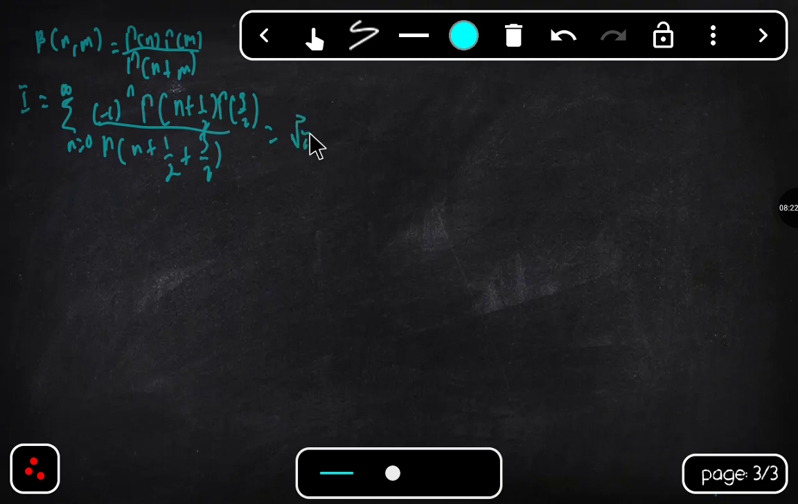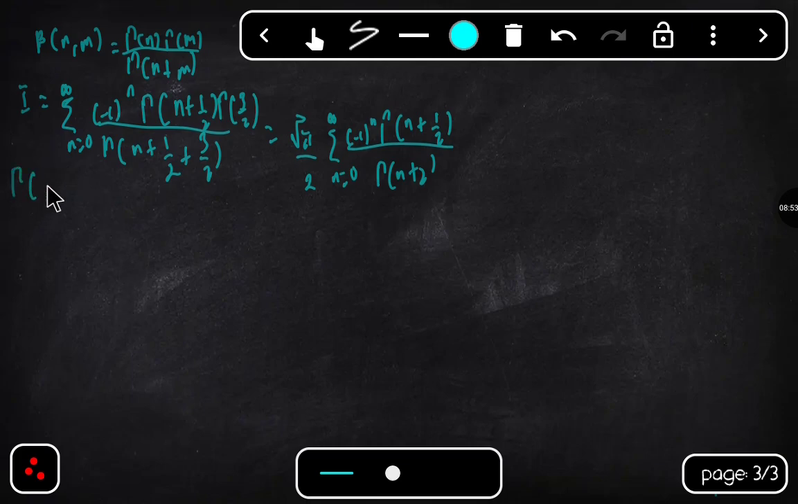So we have square root of pi over 2, then multiply by the sum of n from 0 to infinity of (-1)^n, then gamma of (n + 1/2), then everything over gamma of (n + 2), because 1/2 plus 3/2 will give us n + 2. Cool. Now, the next thing we're going to do is to write out the representation of gamma of (n + 1/2).